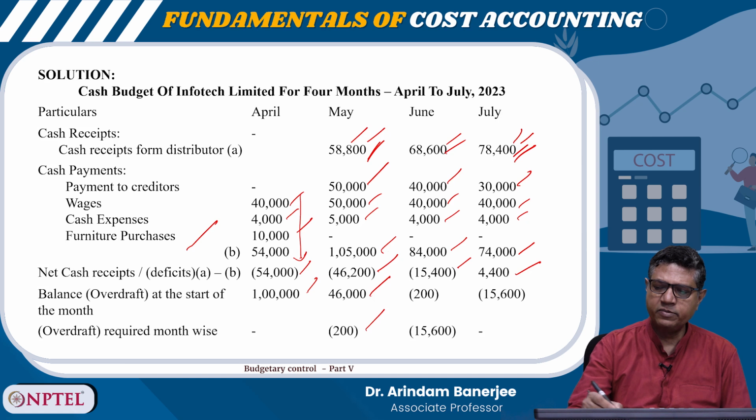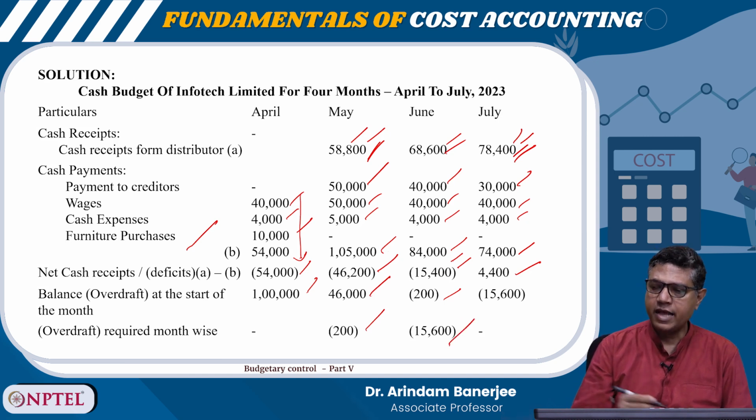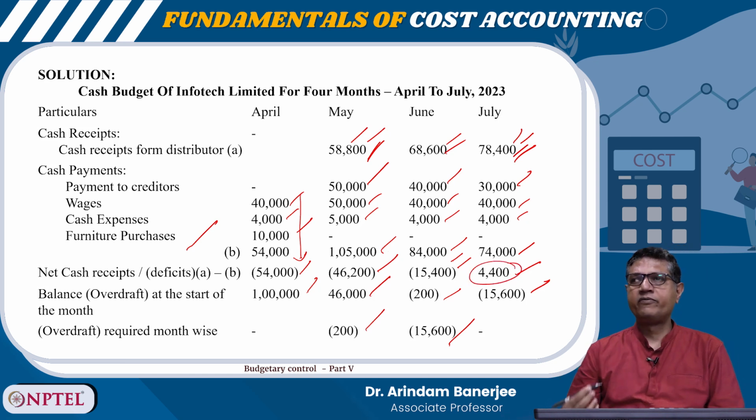Next month this overdraft will carry over, and again in June, what is happening? The payments are more than receipt by 15,400. So the overdraft limit will go up to 15,600, right? And this will be the opening balance in the next month. And then again next month, this will be adjusted and the overdraft balance requirement will fall. Okay. So this is how the cash budget is prepared.